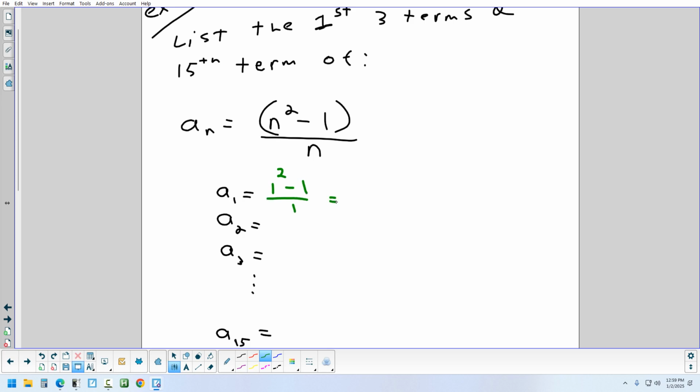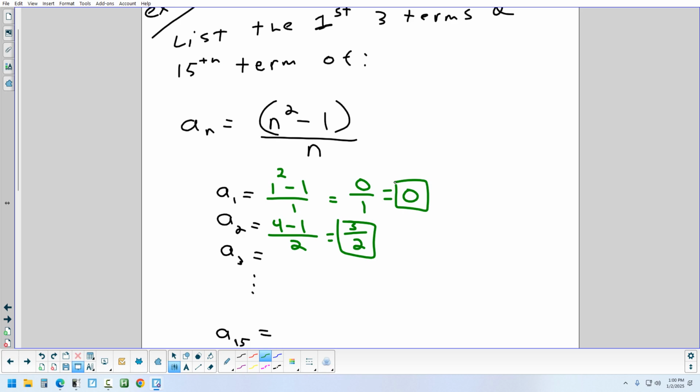and do it up. Okay. What's 1 squared? 1. 1 minus 1. 0. So 0 divided by 1 gives me 0. Yep. So that is the first term in the sequence. 0. Okay. Second term. What are we going to plug in for n now? 2. Let's do part of it out. What's 2 squared? 4. So 4 minus 1 is 3, divided by 2. 3 divided by 2. That's the second term in the sequence.